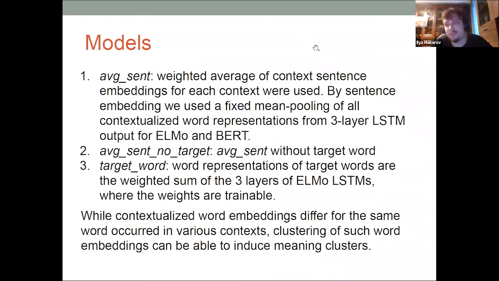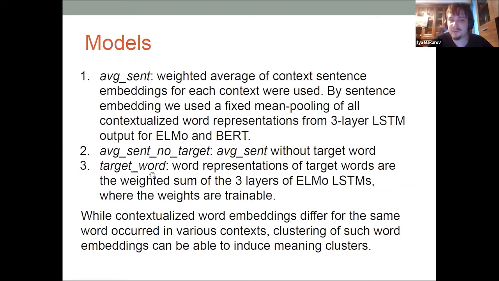In our case, we work on 3 models, which are straightforward implementations of context embedding. The first one is called average sent; it's basically a weighted average of context sentence embeddings for each context that we used. By sentence embedding, we use just a fixed mean pooling of all contextualized word representations from the 3-layer LSTM output of ELMo or the BERT model. Average sent no target is basically the same model, but dropping the target word embeddings. So if we have an ambiguous word, let's drop its embedding, and that was the second model.